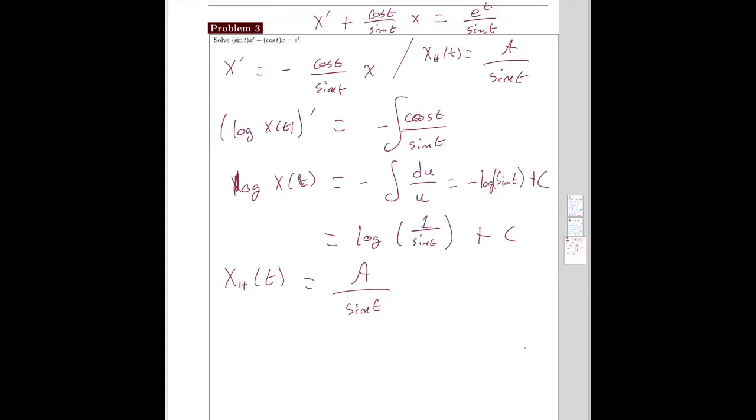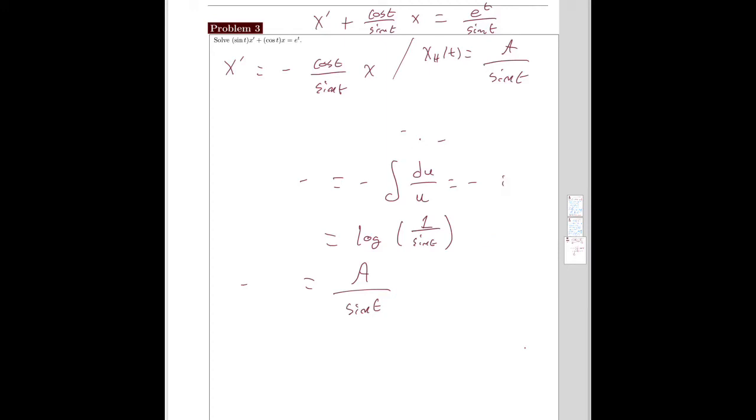And now I'm going to look at a particular solution for the non-homogeneous equation. Okay, so remember, the idea is to find a general solution for the non-homogeneous equation. The way that I'm doing this is I'm finding the general solution to the homogeneous equation. I'm finding a particular solution to the non-homogeneous equation and adding those together. And that'll give me the general solution to the non-homogeneous equation.